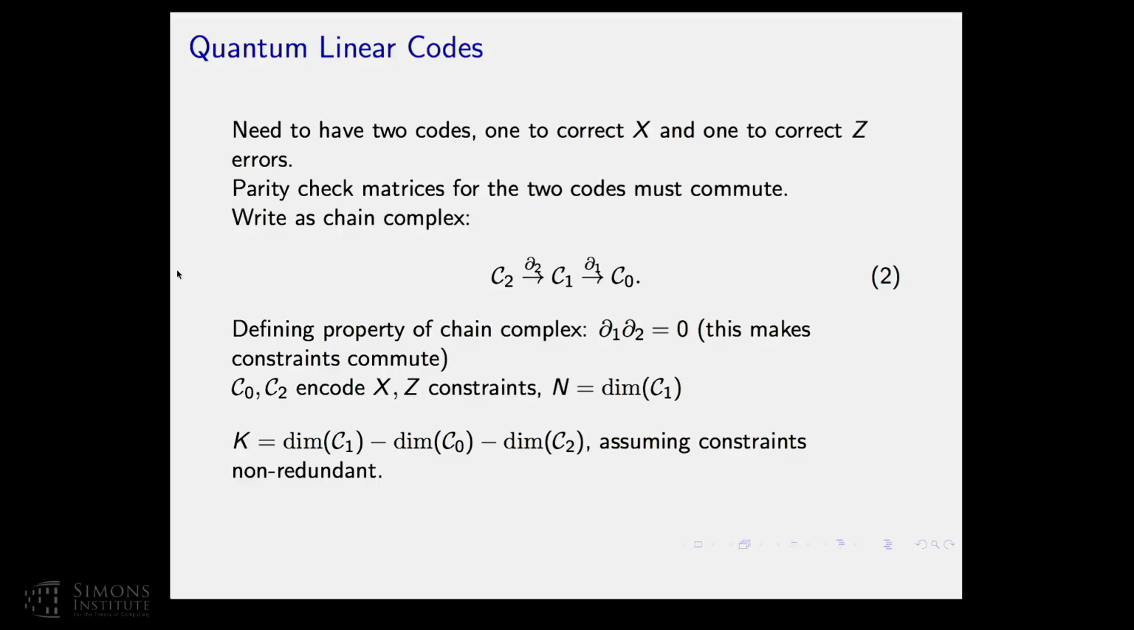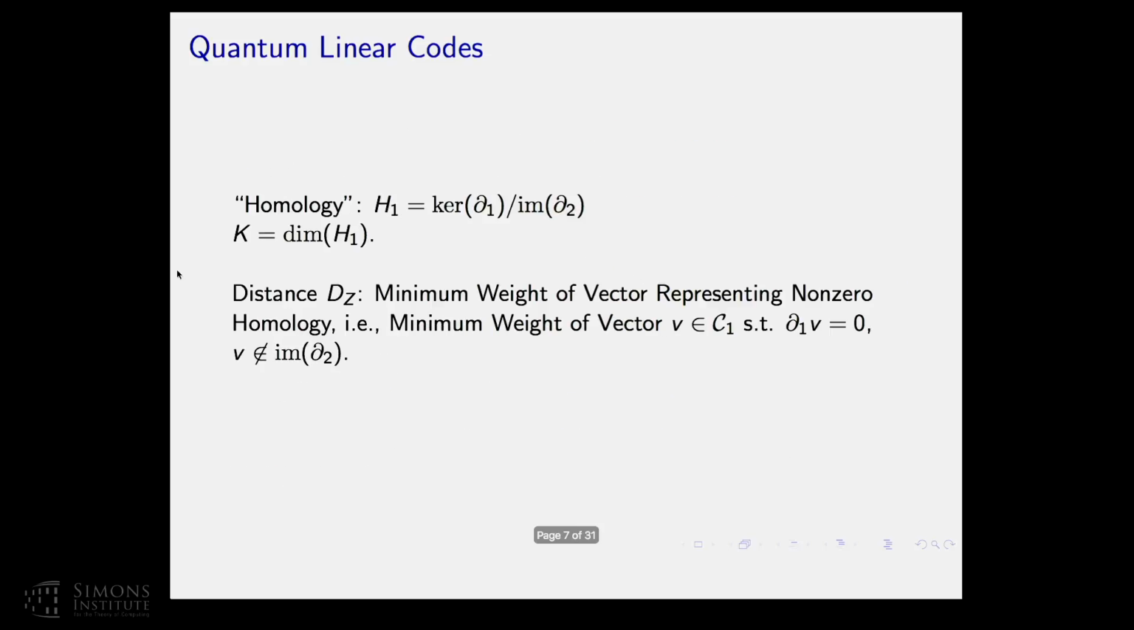And the number of bits is the dimension of C1. The number of bits you encode is the dimension of C1 minus the number of constraints, which if the constraints are non-redundant is this and this. Now, when I talk about distance of the code, it's a little bit harder to explain. So really, what is a code word?